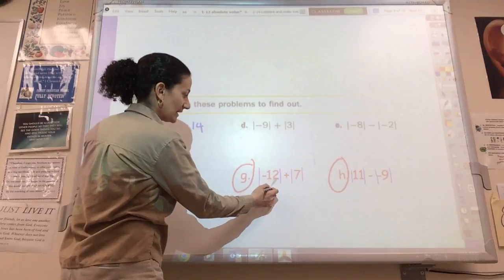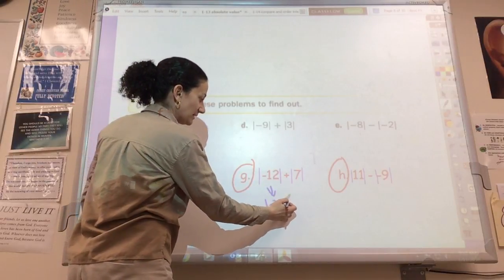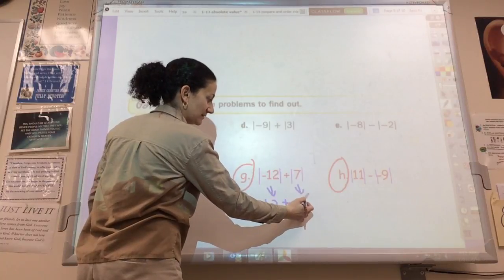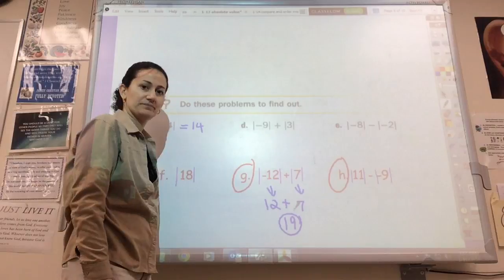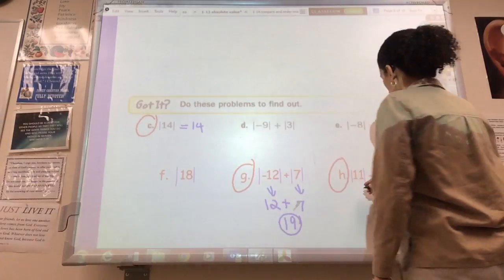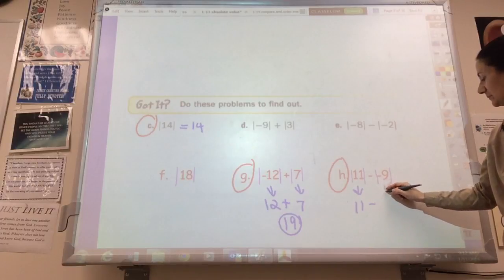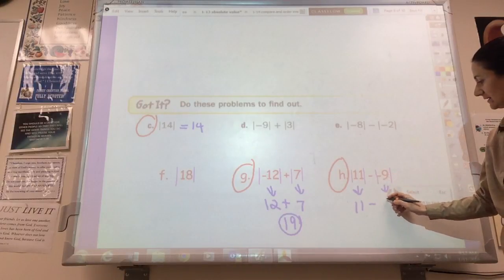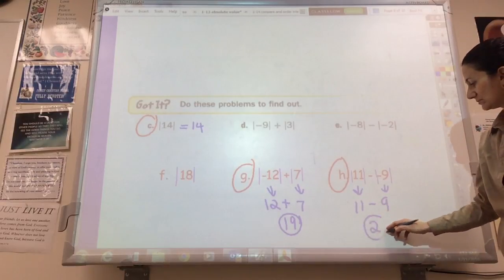Let's check this one. The absolute value of negative 12 is 12, plus the absolute value of 7, which is 7. So when I add those together, that gives me 19. Let's check this one. The absolute value of 11 is 11, minus the absolute value of negative 9, which is 9, and 11 minus 9 is 2.